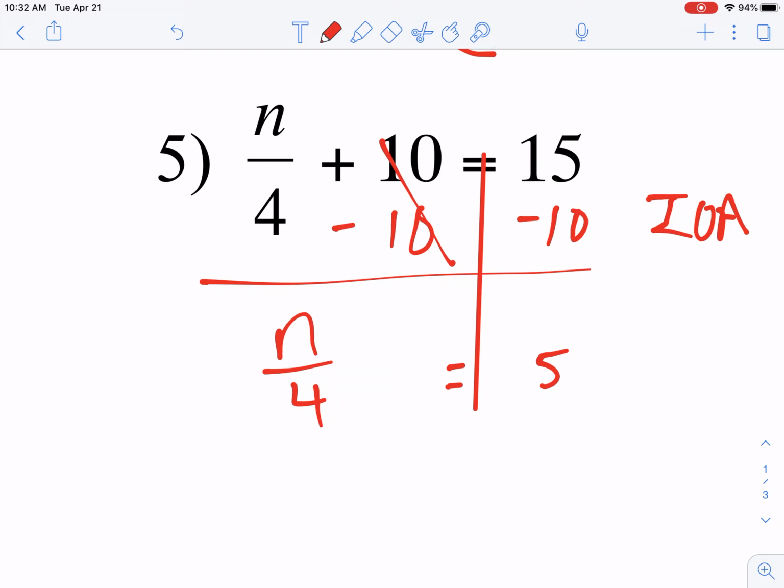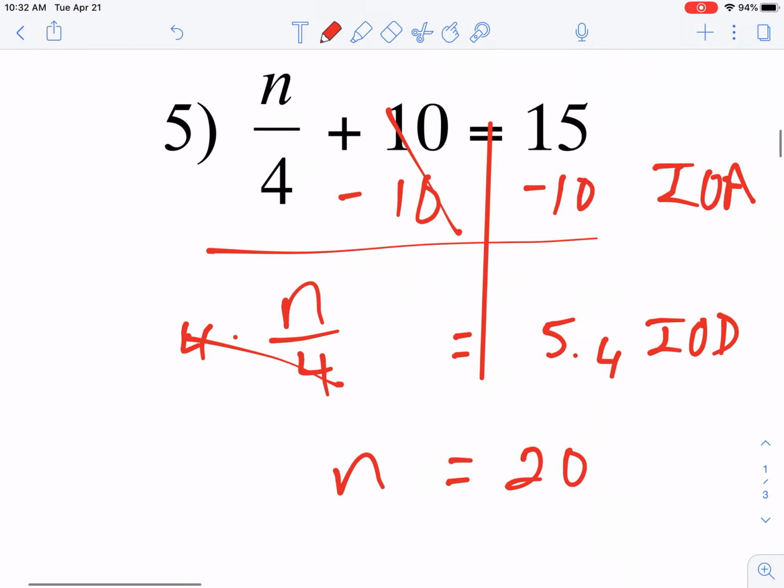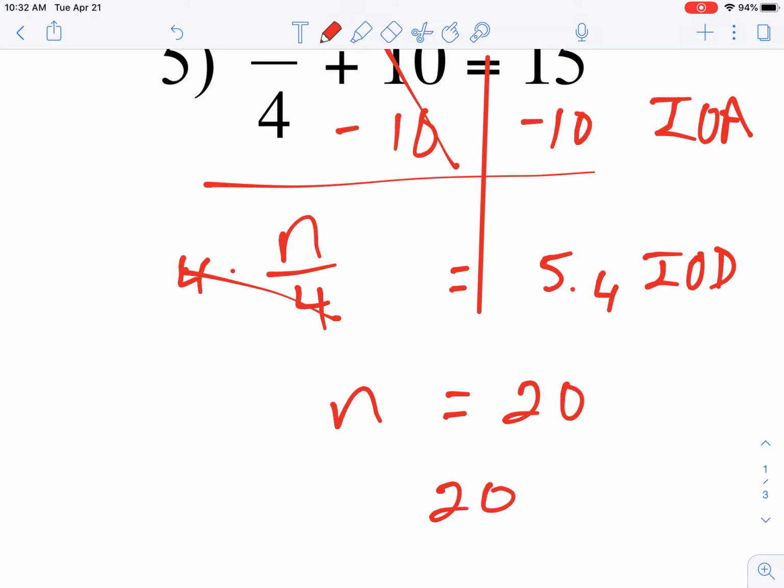And then to do the opposite, we're going to do the inverse of division. So we're going to multiply both sides by 4. And we're going to cancel out here. N is going to be equal to 5 times 4, which is 20. And then the only thing you would enter into Canvas again would be simply the number 20.